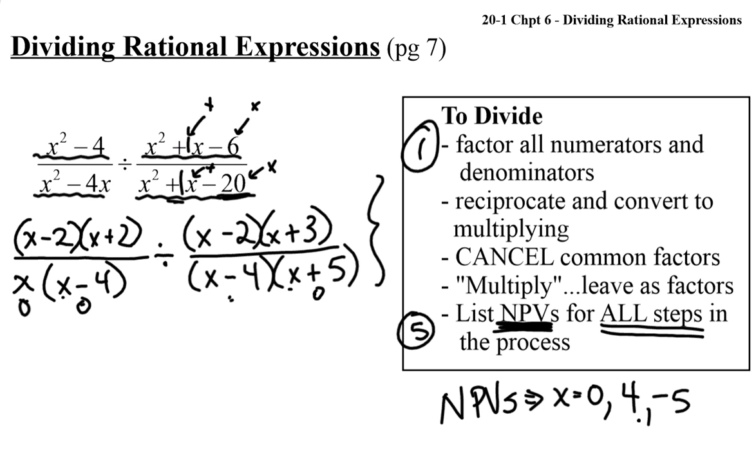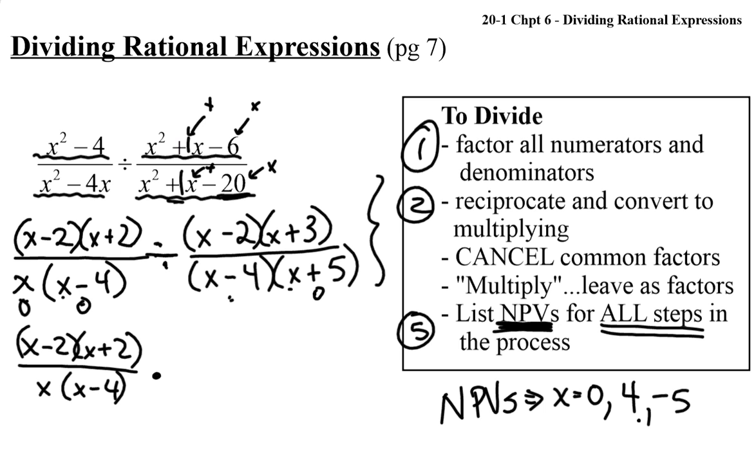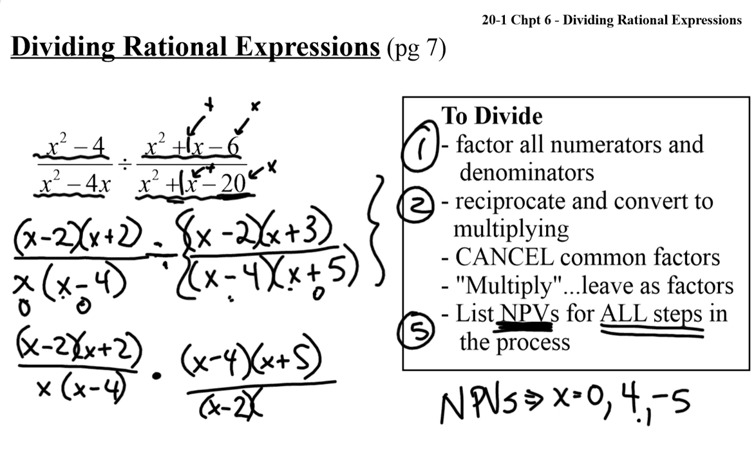At this point, it's division. I cannot cancel. So my second step is to reciprocate and convert to multiplying. So I still have x minus 2, x plus 2 over x times x minus 4. And I'm multiplying that. But now I'm multiplying, so I need to reciprocate my second rational. I now have x minus 4 times x plus 5 in my numerator, and I now have x minus 2 times x plus 3 in my denominator.